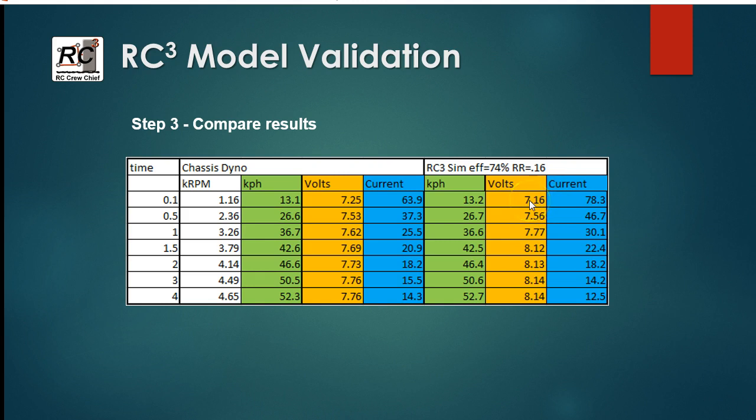One of the problems here is that they're using two different voltage and current measuring sensors, so there are some differences there, which could account for the discrepancies that you see here. But all in all, not bad. At 4 seconds, the dyno was doing 52.3, and the simulation said 52.7. So I'm sure I could play around with the numbers a bit more and get it even better, but I just wanted to get a little insight into how valid the acceleration model in RC Crew Chief is. And that's it.